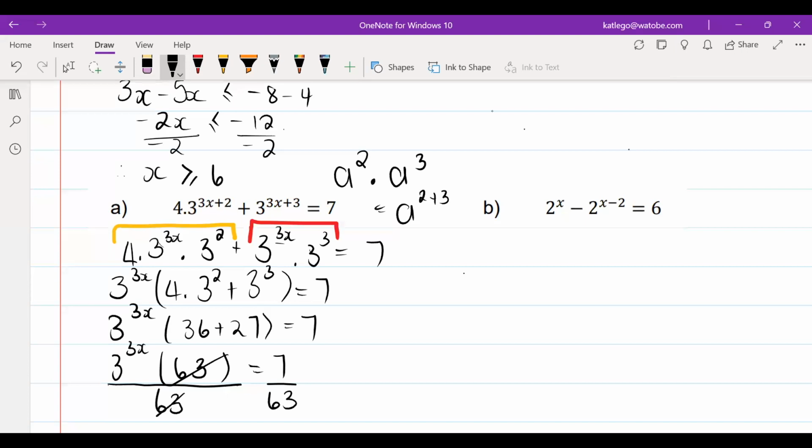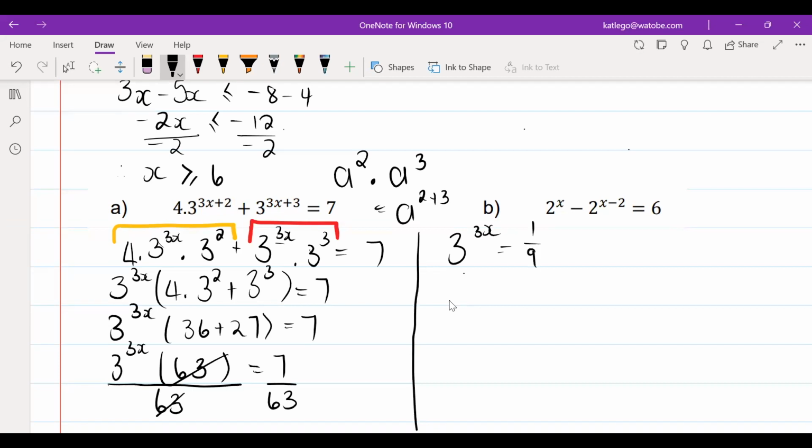Because it doesn't have an x. Yes, we did. We want to divide by 63 to get rid of it so that what's left is the term that has our variable. Okay, so we're doing the inverse of multiplication, which is division. So then you're going to be left with 3 to the power of 3x. Let me divide this so that we don't get confused. Is equal to 1 over 9.